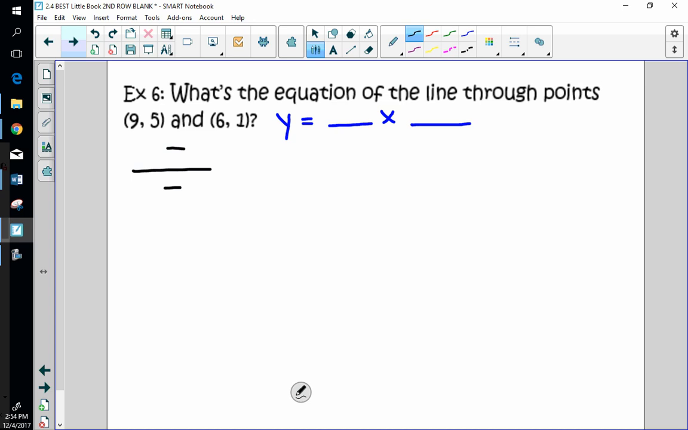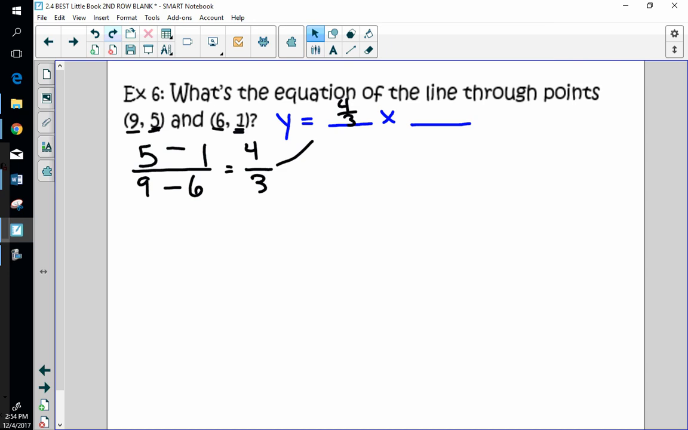So we start with a fraction bar and minus, minus, minus on top and bottom. Then we're going to drop our y's into the top and drop our x's into the bottom, and just do the math. You have 5 minus 1 on top, which is 4. You have 9 minus 6 on bottom, which is 3. So we just figured out that our slope is 4/3.